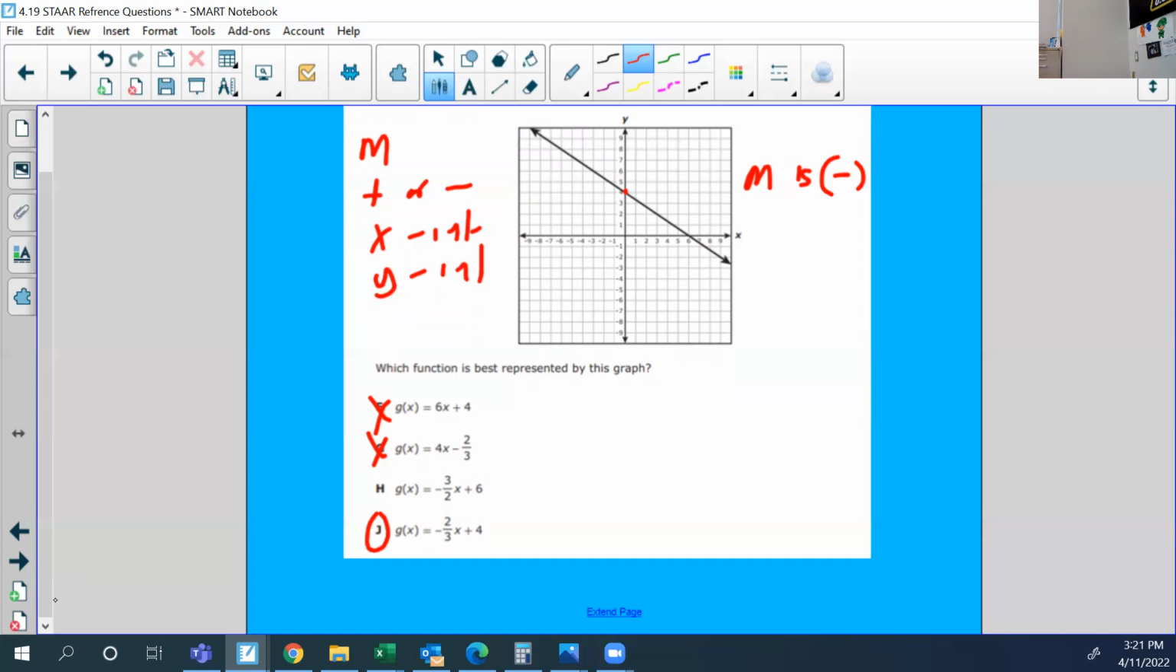Another way you can do this, I know you don't have the calculator right now, is to graph each answer choice in the calculator and see which one matches the graph. I'll talk about that more in class, how to graph the functions in the calculator. So that's the first one right there. Is there anything else I can say about this?